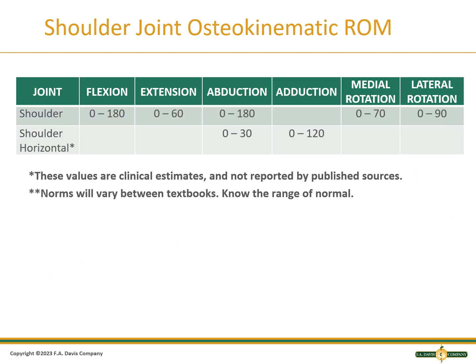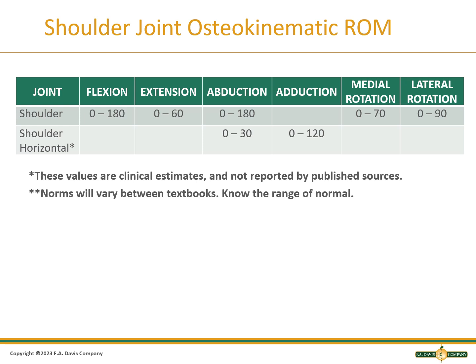Looking at normal range of motion values, these are clinical estimates. The norms are going to vary between the textbooks, so you want to know a normal range. If there's differences between resources, understanding that if the patient falls within the range of normal values, we can compare to the other side to see what the patient's normal is and determine from that if they fit within the normal range. For values that you need to know from your textbook, we look at 0 to 180 degrees of shoulder flexion and shoulder abduction.